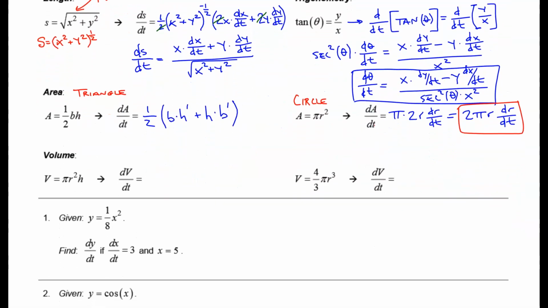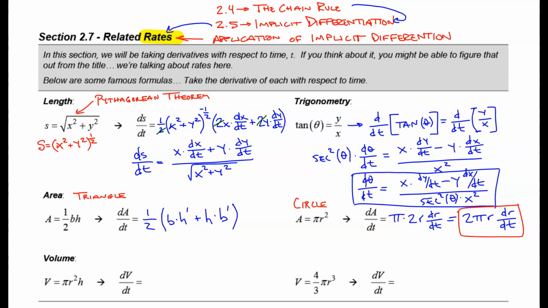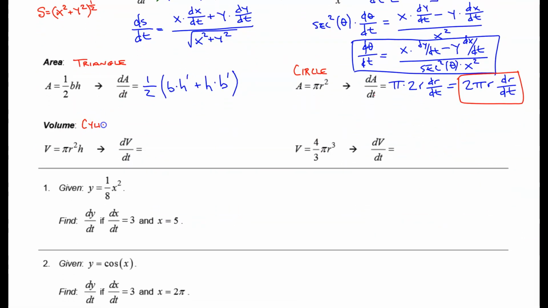All right, let's now look at some volume formulas. This first one is the volume of a cylinder, pi r squared h. And the reason I'm doing these formulas, folks, is really just to give you practice of implicitly differentiating with respect to time with some formulas you've seen before.